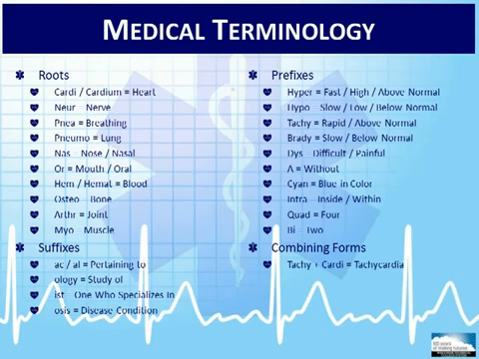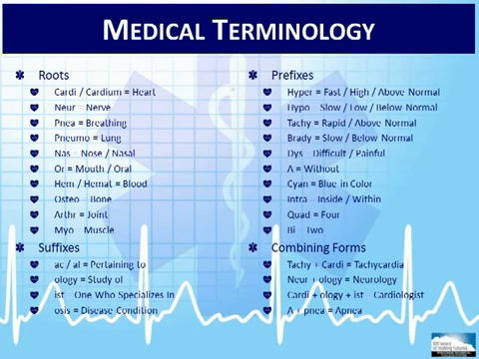For instance, adding tachy to cardi forms the word tachycardia, meaning a fast heart rate. Neur and ology is neurology, the study of nerves and the neurological system. Cardi plus ology and ist is cardiologist, one who specializes in the study of the heart. A is without and pnea is breathing. Combine the two, apnea, or the absence of breathing. Similarly, dys plus pnea is dyspnea, which means difficulty breathing.